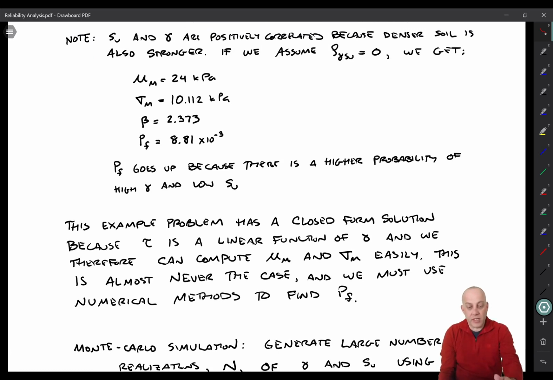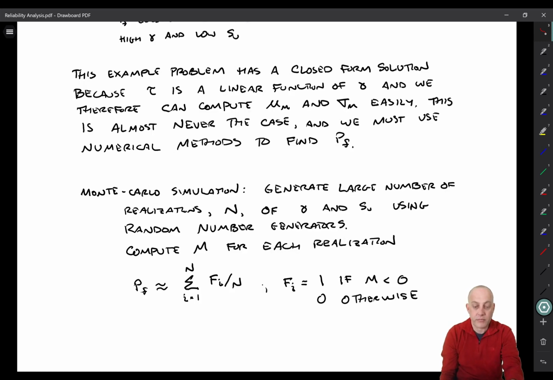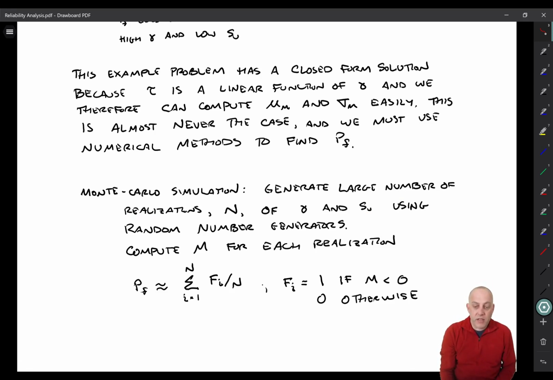So in Slide, what it does is something called Monte Carlo simulation. And Monte Carlo simulation is kind of a brute force way of approximating the probability of failure. It sounds fancy, like we're gambling or something. It's actually not super fancy or complicated. The concept is really simple. What you do is generate a large number of realizations of your random variables. In this case, we would generate a large number of realizations for unit weight and undrained strength, since those are our two random variables. Then for each realization, we calculate the margin of safety, right?